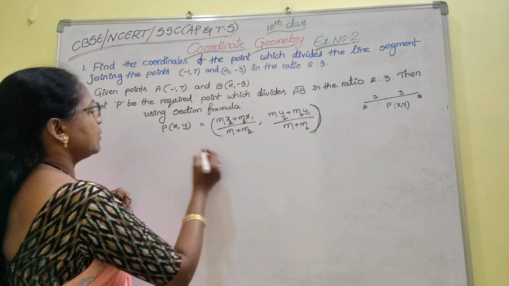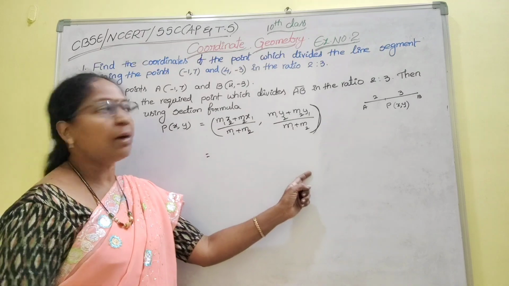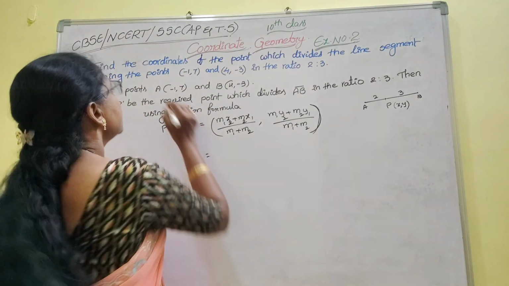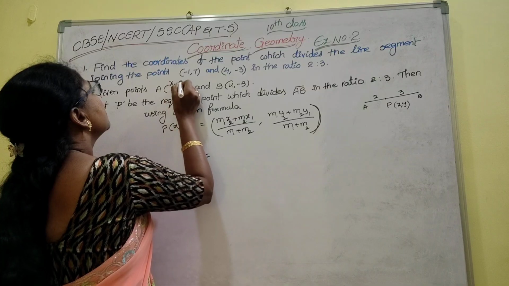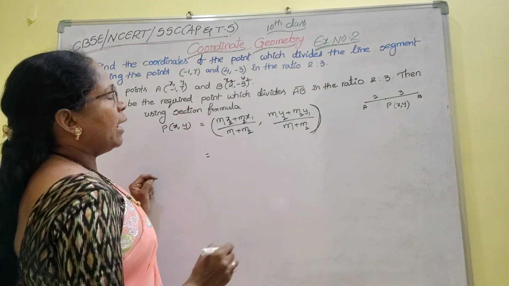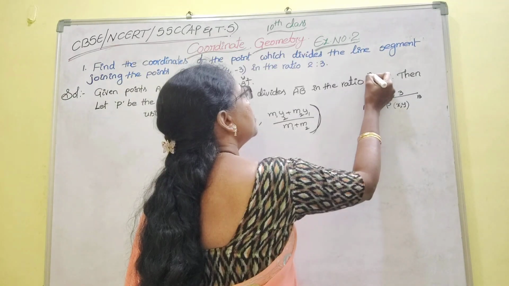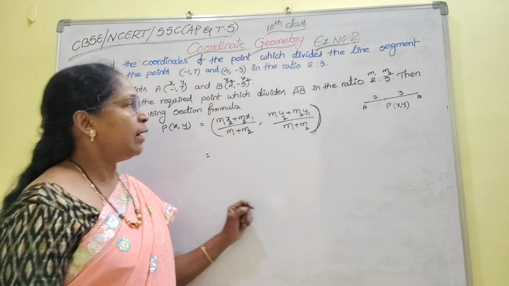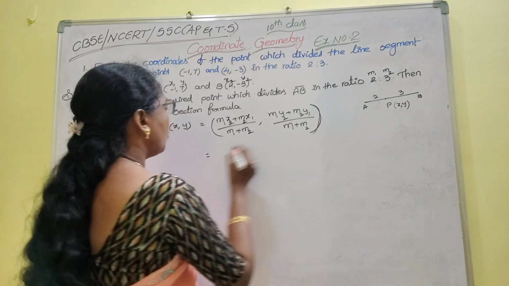Now, first, just substitute the values in this formula. Here A and B are the assumed points. Just mention x1, y1, x2, y2, and the ratio is m1:m2. The ratio values are m1 and m2. Now, m1 equals how much?